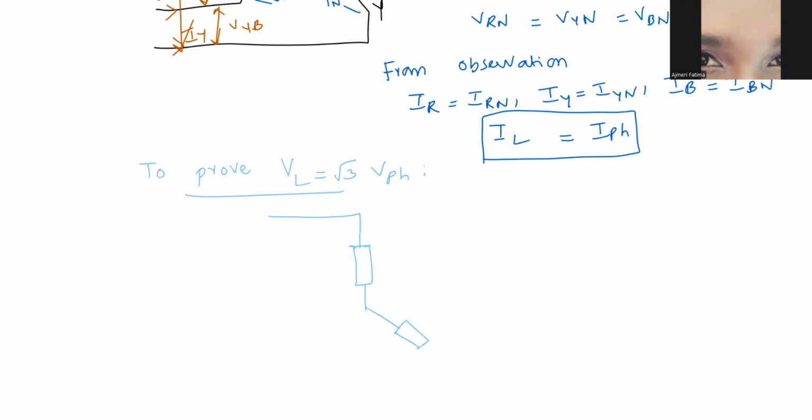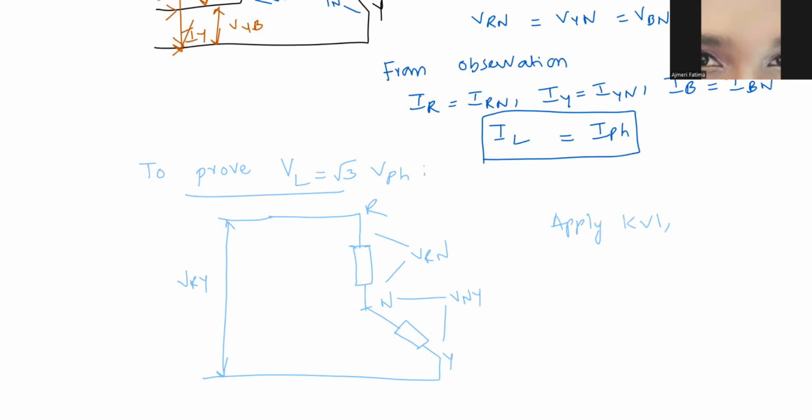If I see, this is the R line, this is Y, and this is N. What is the voltage from here to here? It would be VRY. And what is the voltage here? It's VRN. And how will the voltage go? It's VNY. Now I can apply Kirchhoff's voltage law. VRY can be written as VRN plus VNY.